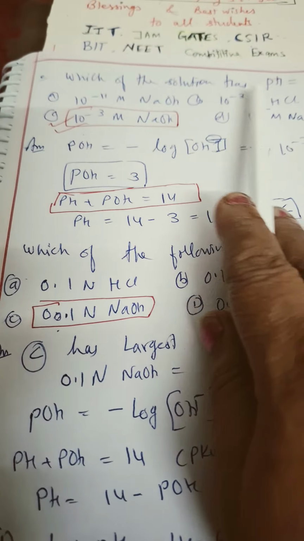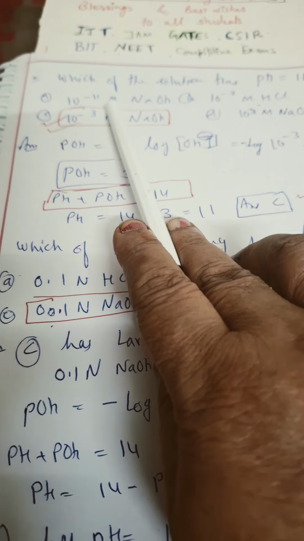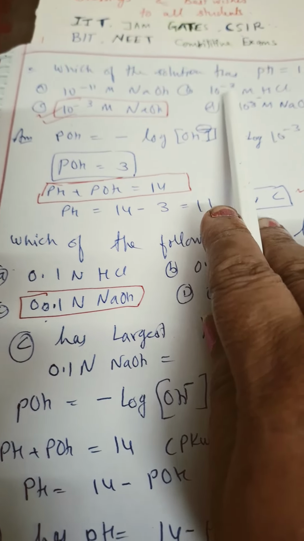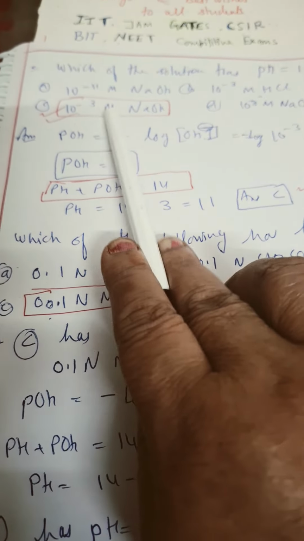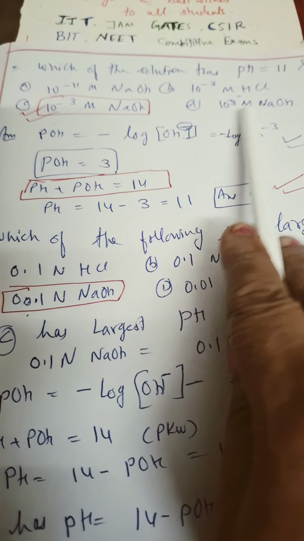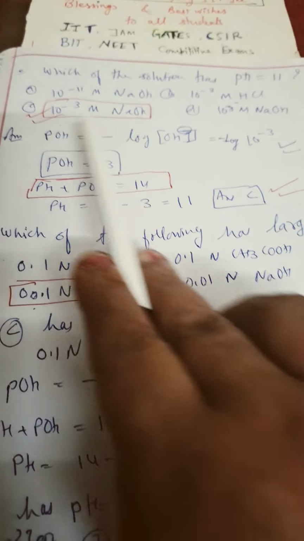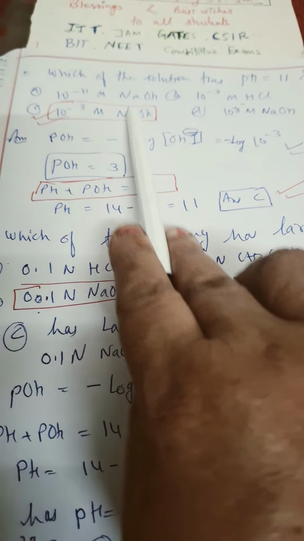Which of the solutions has pH 11? I am talking about equilibrium. The options are 10 to the power minus 11 M NaOH, 10 to the power minus 3 M HCl, 10 to the power minus 3 M NaOH, or 10 to the power 3 M NaOH. I selected 10 to the power minus 3 M NaOH.